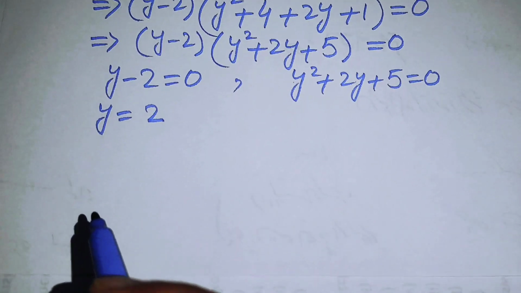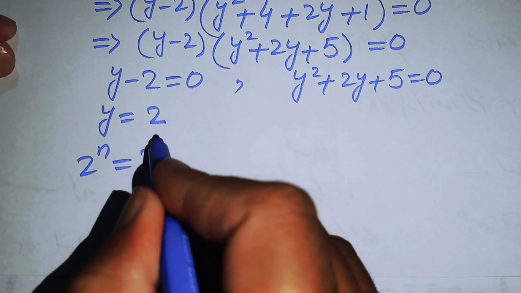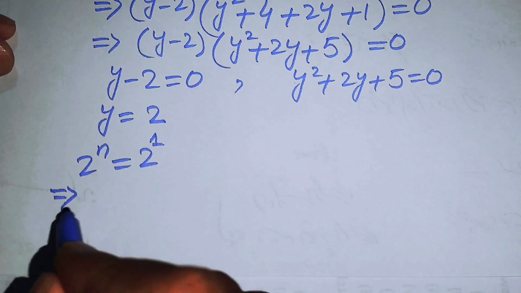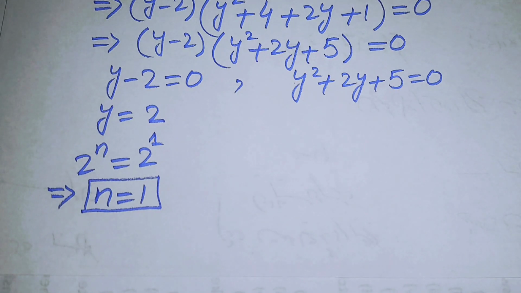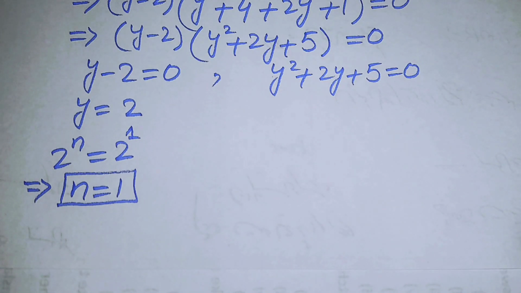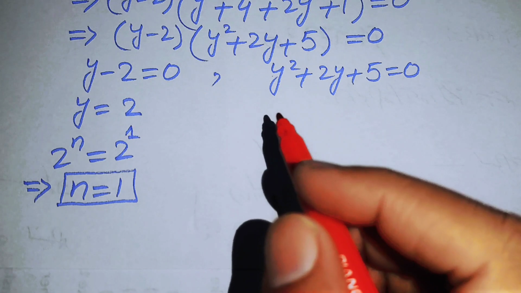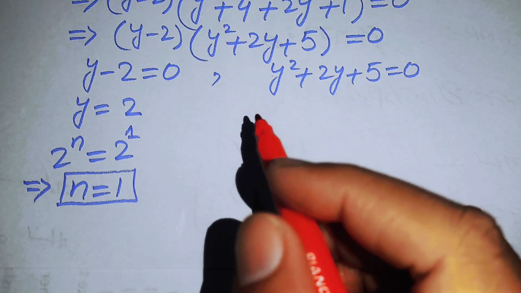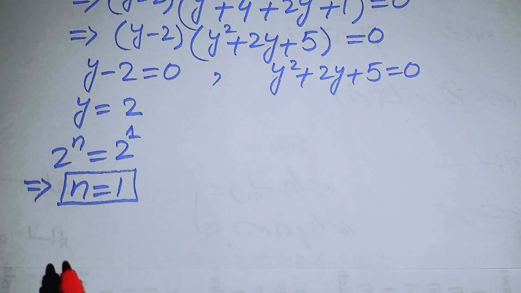So now we can back substitute the value of y, and you will get 2 to the power of n equals 2. Now you see the bases on both of the sides are the same, so its exponents are equal to each other, and we will get n equals 1. So this is our first real solution of this problem. And now in order to find the other solutions, we will check the second case. First we will check whether this quadratic equation has real roots or not, because in this problem we need to find the real values only.